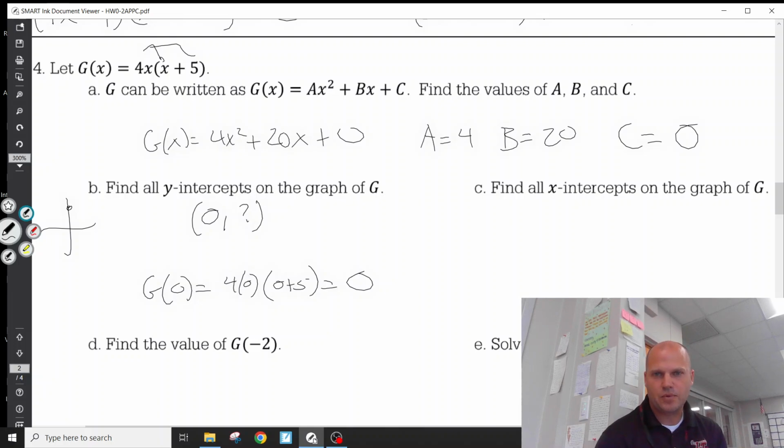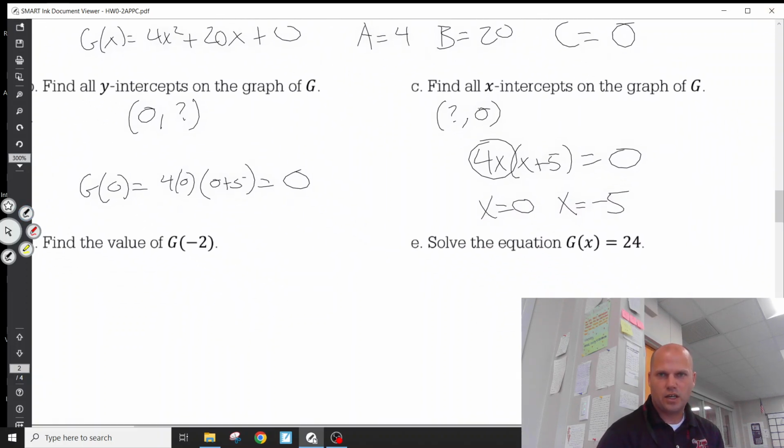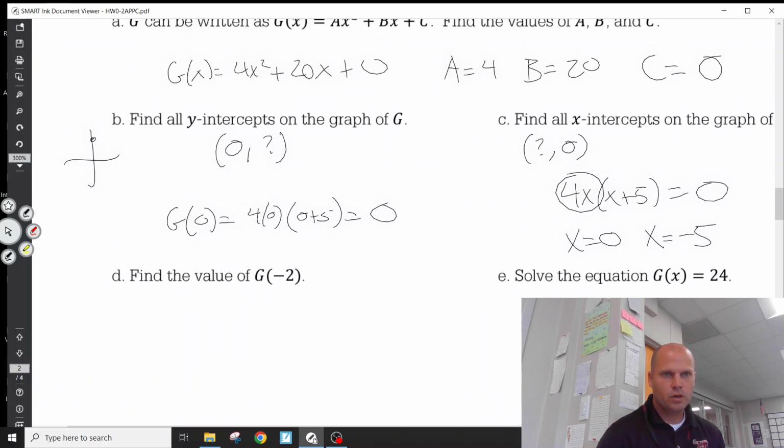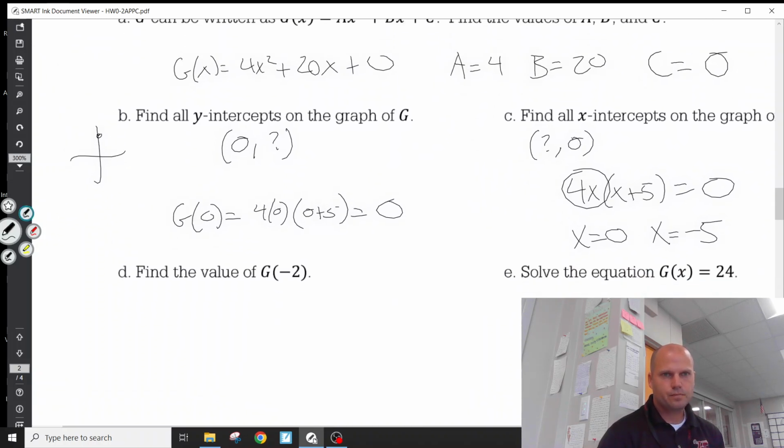Find the x-intercepts. That's when we're trying to find the x when y is 0. So this is when we are finding the zeros of the function or the roots. Here it's already in factored form. Fantastic. Here, 0 could be a solution because 0 can be plugged in for x, 0 times 5. And here, negative 5 is a solution. Sorry if you can't see that because of my face down here. Find g of negative 2.